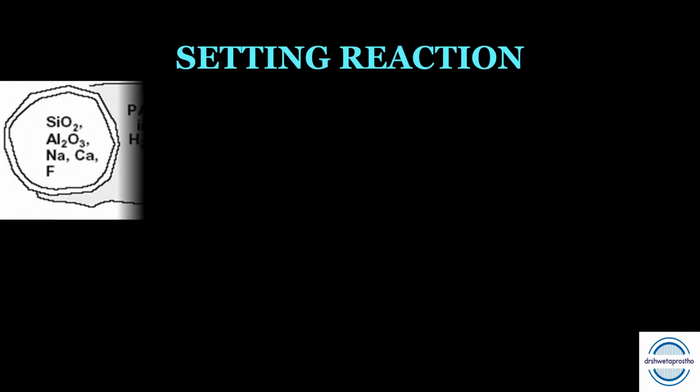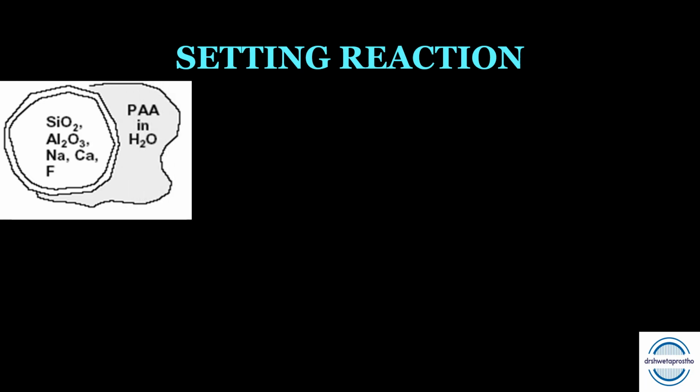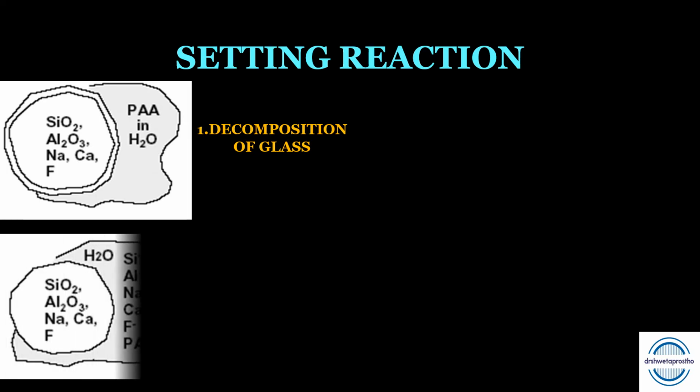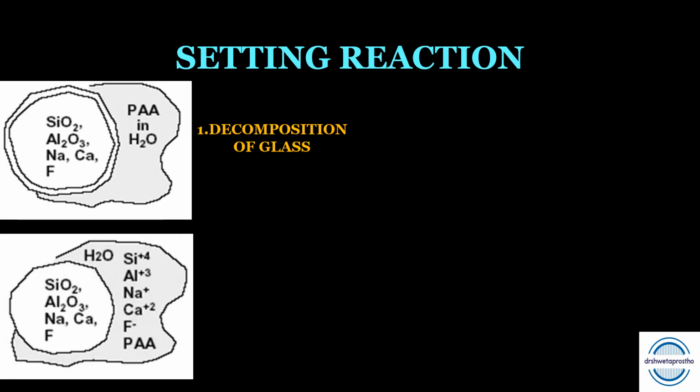Next, we come to the setting reaction of glass ionomer cement. Very important. First of all, when the powder and the liquid are mixed together, the acid attacks the glass particles. The calcium, aluminium, sodium and fluoride ions leach out into the aqueous medium. This is called leaching.